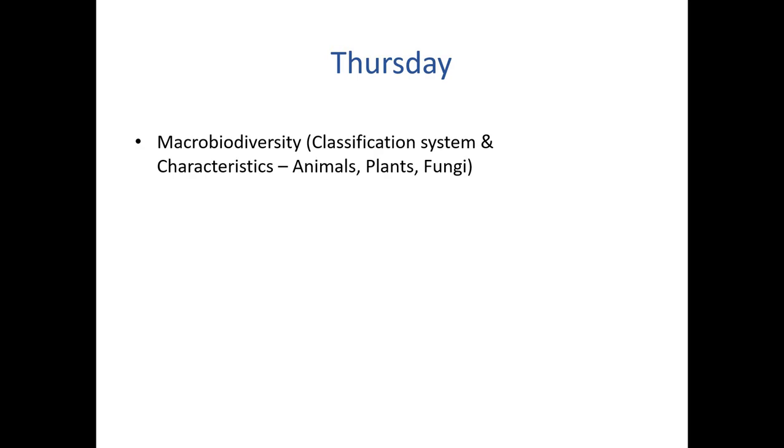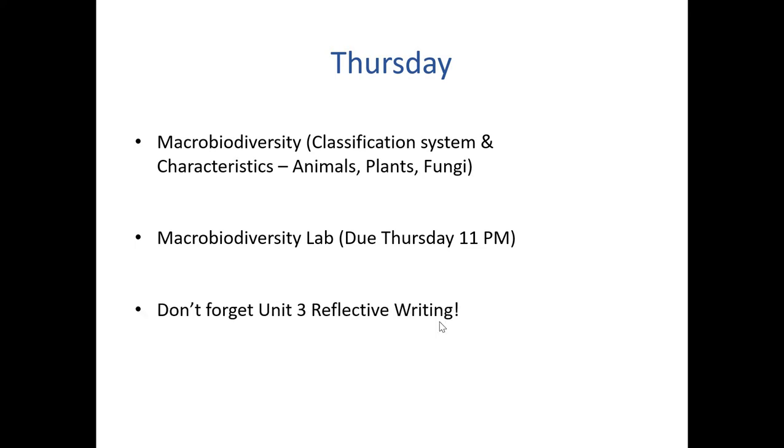Okay, so for Thursday's class, we're going to talk about macrobiodiversity, or the classification and characteristics of what are sometimes called the greater eukaryotes: animals, plants, and fungi. And then we'll also have the macrobiodiversity lab, and that, as usual, will be due on the day of class, Thursday at 11 p.m. One additional note, don't forget to complete and turn in the Unit 3 reflective writing, which is due this Friday at 11 p.m. All right, and that's it for today, so see you guys Thursday.